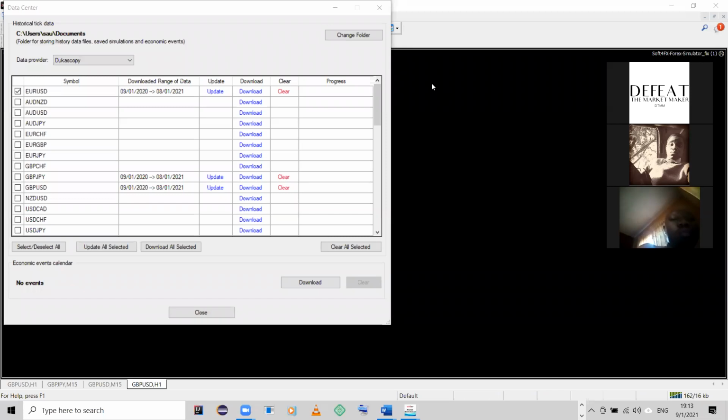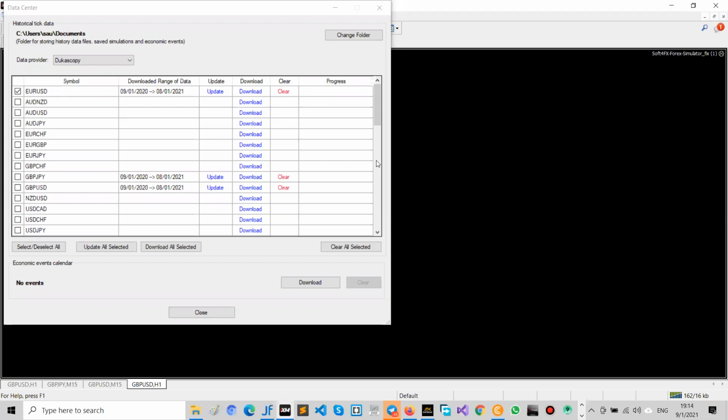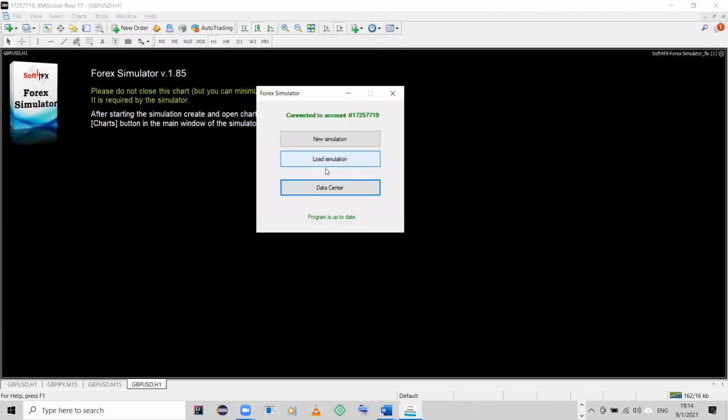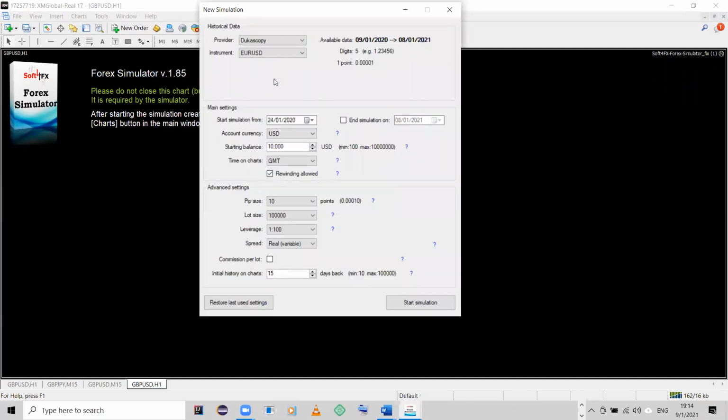Exactly, it's downloaded now. So let's get to it. As you can see right here, it's downloaded. What I'm going to do is close here. Since it's downloaded, I'm going to come here where it's written New Simulator.